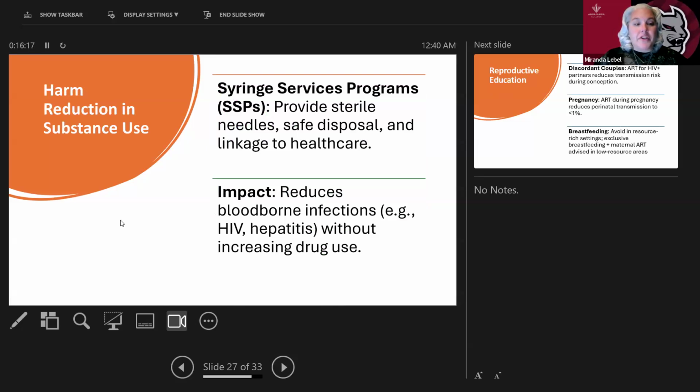I spoke about harm reduction. Harm reduction is in substance use. So we have syringe service programs where programs will provide sterile needles, safe disposal, and links to healthcare. And the impact is that it helps reduce bloodborne infections without increasing drug use.